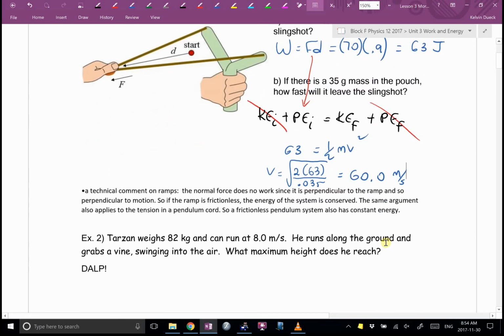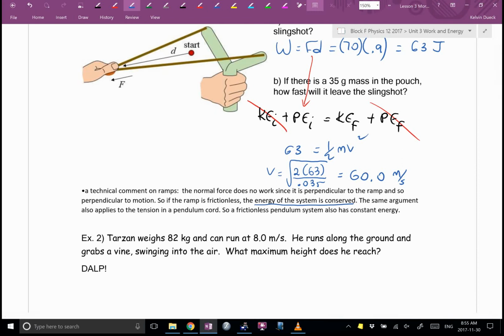Little technical comment about ramps. We said that work equals force times distance, but the force and the distance had to be in the same direction. So since normal force is always perpendicular to a ramp, normal force does no work. And so if the ramp is frictionless, that means the energy of the system is conserved, which is why we can use it to analyze roller coasters. Roller coasters, they grease them down enough that they're nearly frictionless.